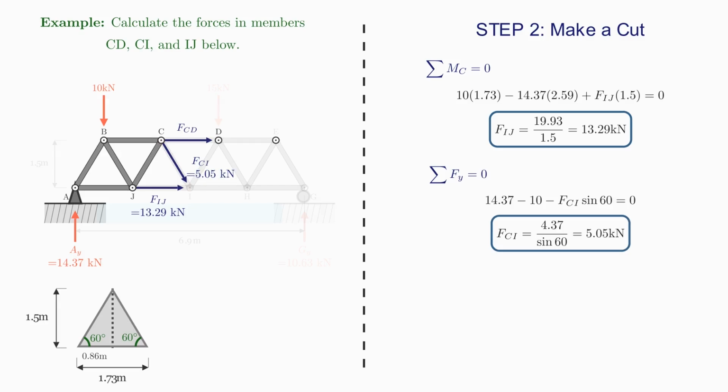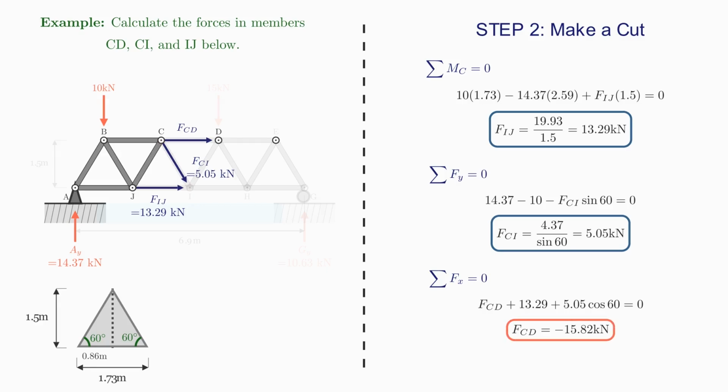And finally, taking the last equilibrium equation, the sum of the forces in the x direction equals 0. Taking anything to the right as positive, anything to the left as negative, I have, in the positive direction, FCD. I also have 13.29 kilonewtons from FIJ. So I also have the horizontal component of FCI, which is 5.05 cos 60. And all of these add up to 0. Rearranging and solving, I get that FCD is minus 15.82 kilonewtons.